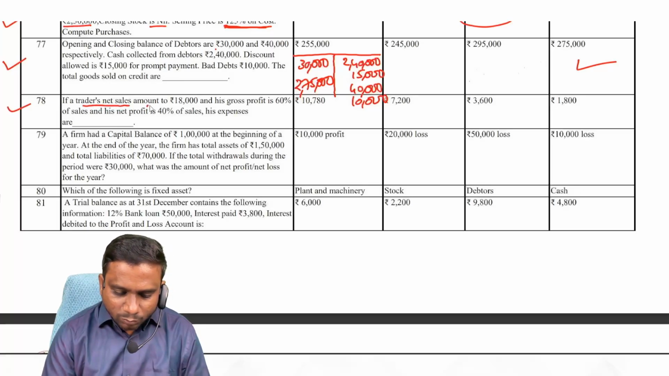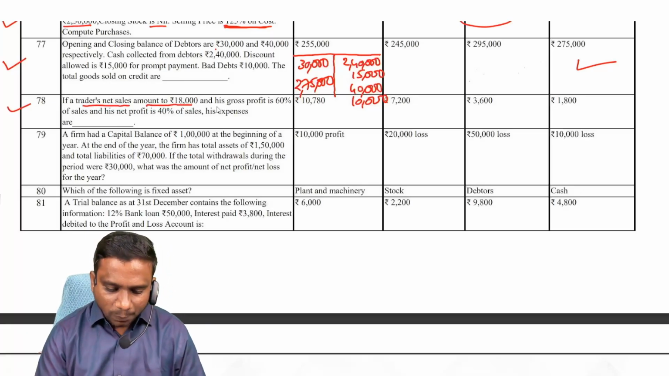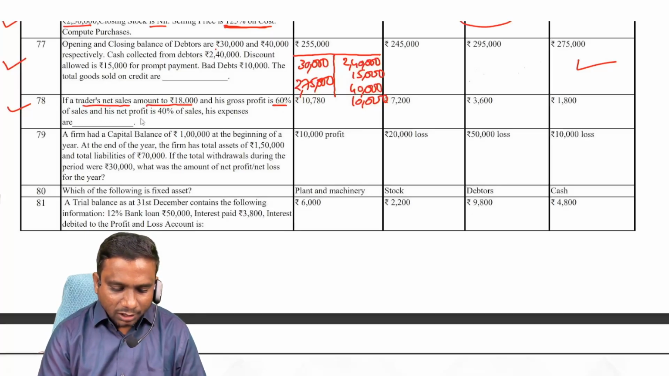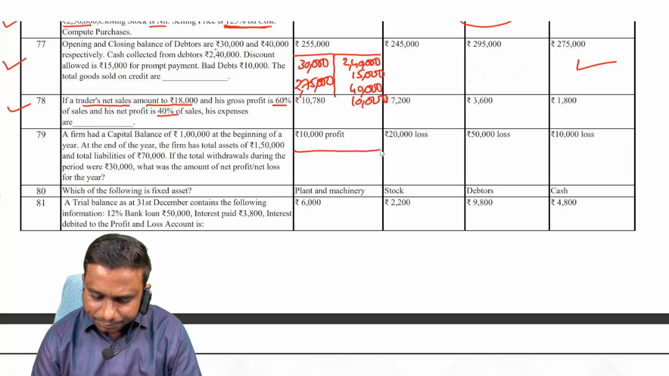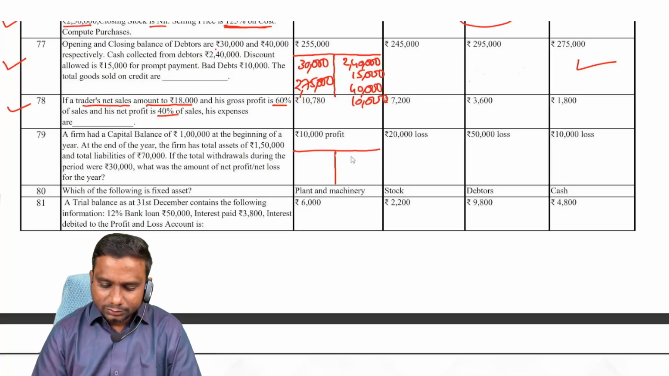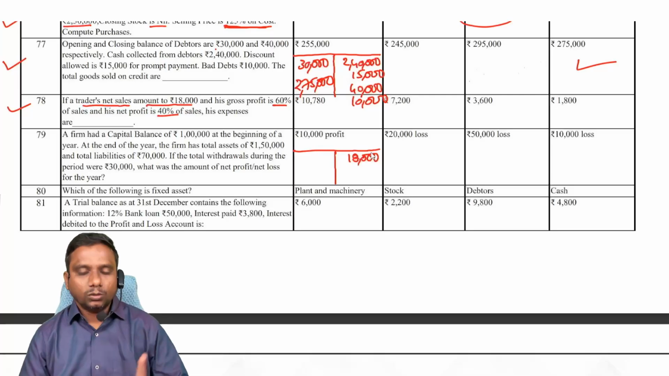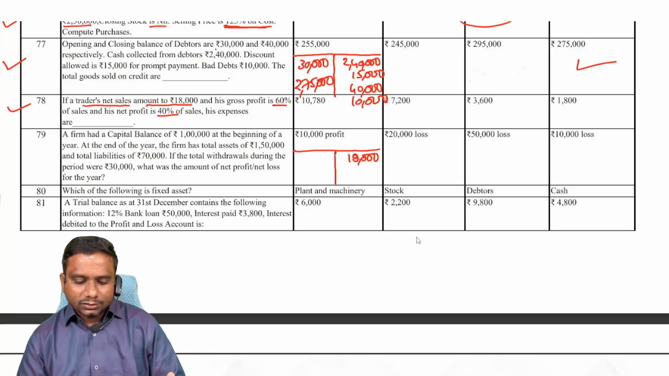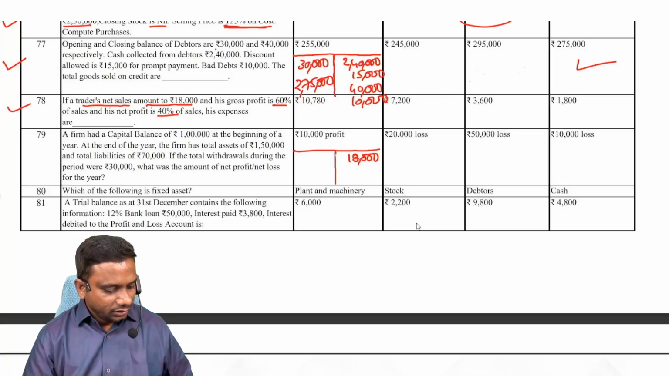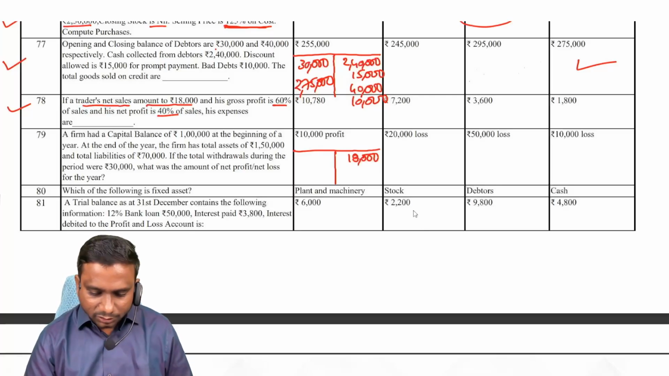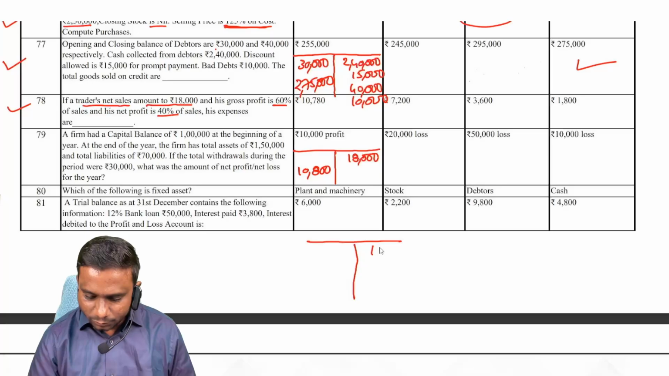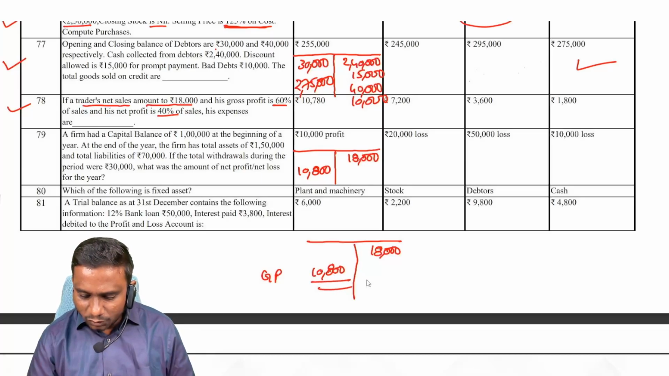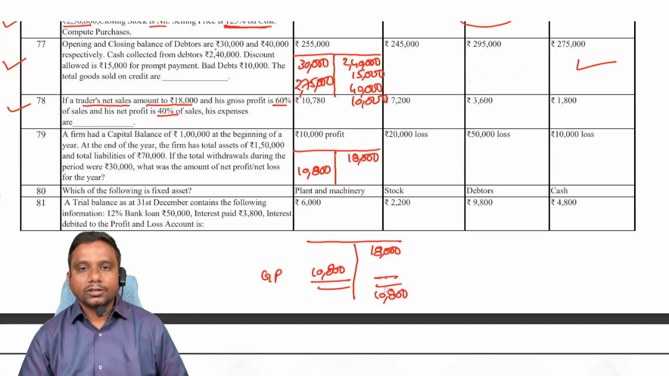If trader's net sales amount to 18,000, net sales means sales minus sales returns, and his gross profit is 60% of sales and net profit is 40% of sales, his expenses are, simple friends. Observe here. Sales 18,000. Gross profit is 60% of sales. So 18,000 into 60% comes 10,800. The same gross profit is carried to the P&L account. Yes or no, students? Yes.